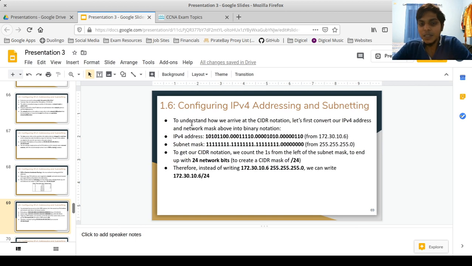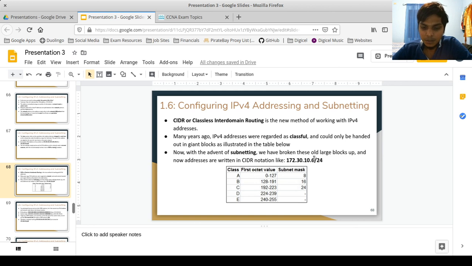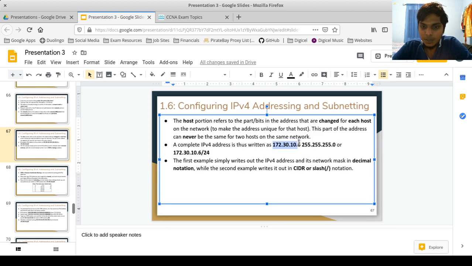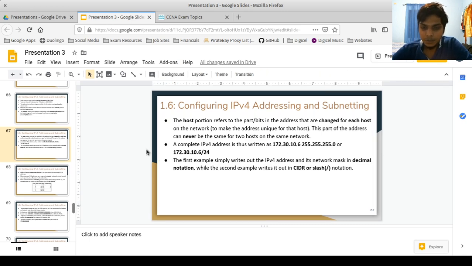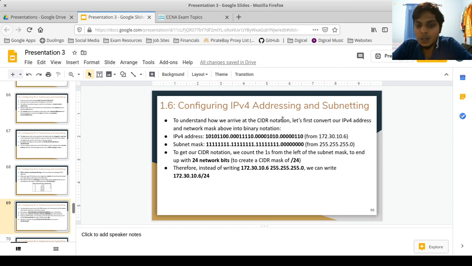To understand how we arrive at CIDR notation, let's first convert our IPv4 address and network mask above into binary notation. We take this same address and this subnet mask, which are just dotted decimal numbers, and you know how to convert them into binary based on your new knowledge. So to understand how we reach from here to here, we're going to convert into binary.